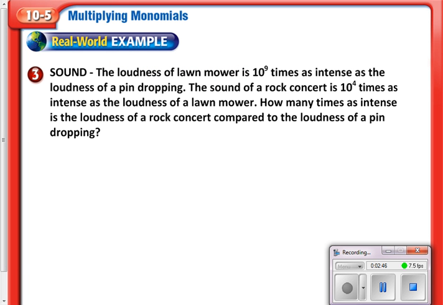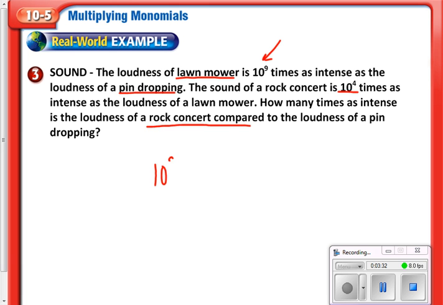Example 3. The loudness of a lawnmower is 10 to the 9th times as intense as the loudness of a pin dropping. The sound of a rock concert is 10 to the 4th times as intense as the loudness of a lawnmower. How many times as intense is the loudness of the rock concert compared to the loudness of a pin dropping? Looking at this problem, we need to figure out how many more times intense is the rock concert compared to the pin dropping. Well, we know the lawnmower is 10 to the 9th times as intense as a pin dropping. The sound of a rock concert is 10 to the 4th times louder than a lawnmower.